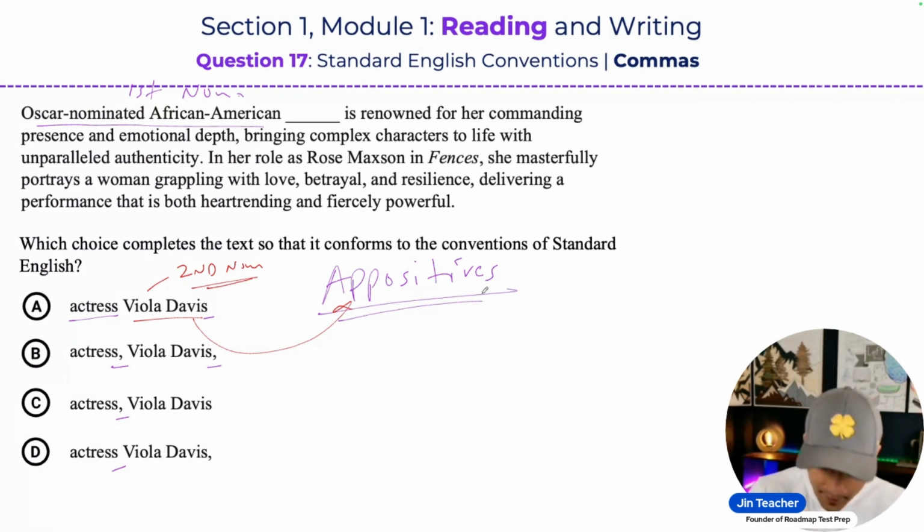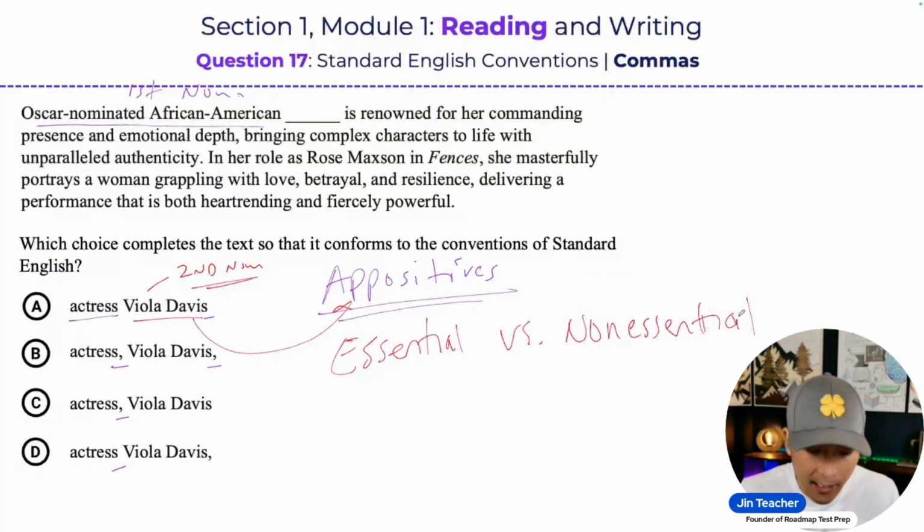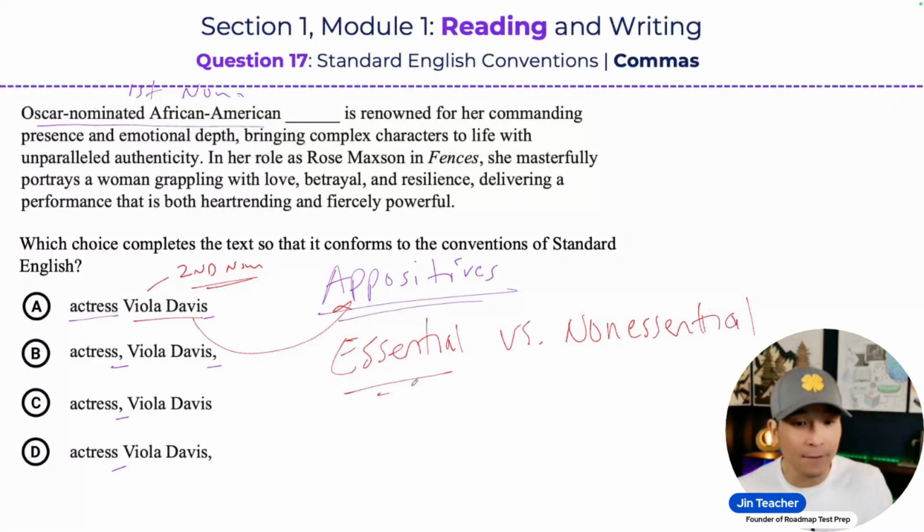So why is this important? Well, it's important that you recognize when you have an appositive in a sentence, because one of the concepts that you're going to be tested on is determining whether this appositive is essential or non-essential information. You might hear other people say non-restrictive, restrictive. It really doesn't matter. It's the same thing. Essential information just means that the appositive is absolutely necessary in the sentence. Non-essential just means that the appositive is not necessary in the sentence.